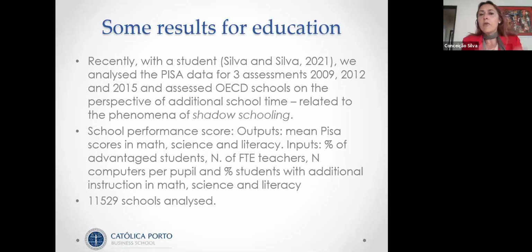We used PISA data for assessing and comparing schools from OECD countries. In this particular case, we were looking at the phenomenon of shadow schooling. We were computing performance scores for schools, but looking also at a particular variable, which is the percentage of students with additional instruction in math, science, and literacy, because PISA has this kind of data. The percentage of students with this additional instruction is related to two things: in some cases paid private tutoring, or schools that have extra classes for students that are in need of more contents, so the schools have these extra hours of learning.